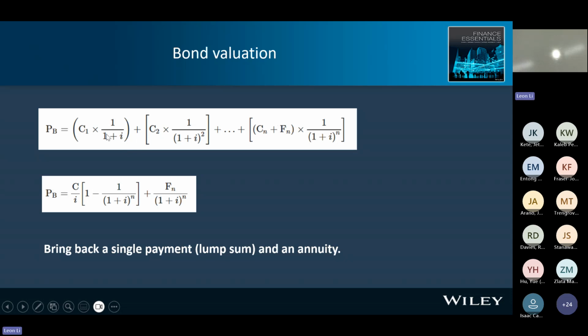Next, we can rewrite the result like this. So for the bond price, in this formula, we have two parts. The first part is the present value of the coupon. Please refer to our chapter 6. This is the present value of an annuity. And the second part is the present value of the lump sum payment.